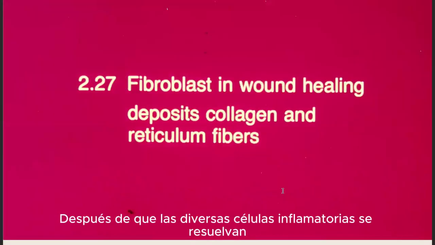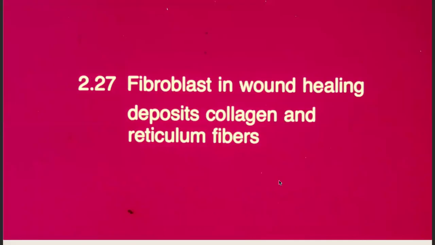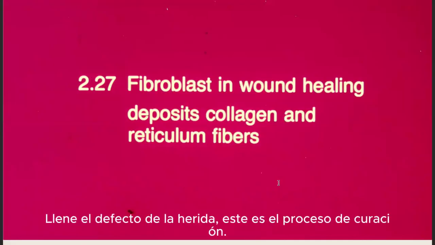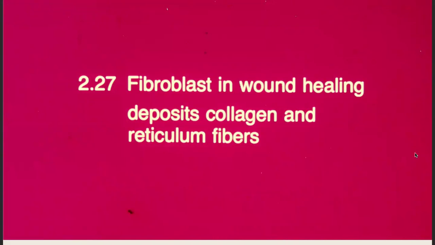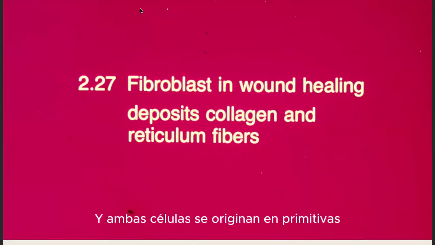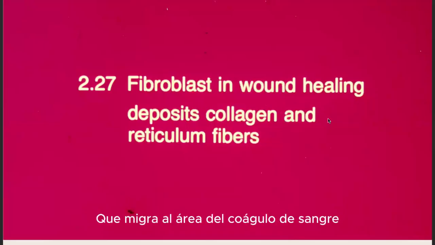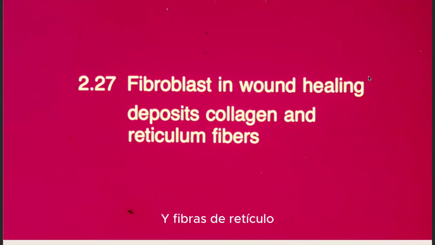After the various inflammatory cells resolve the injurious agents present in the wound, including the microbiologic agent, fill the wound defect. This is the process of healing. Two types of cells predominate in this next stage of the inflammatory reaction, and both of these cells originate from primitive mesenchymal tissue. One of these cells is the fibroblast, which migrates into the area of the blood clot and deposits a framework of collagen and reticulum fibers.